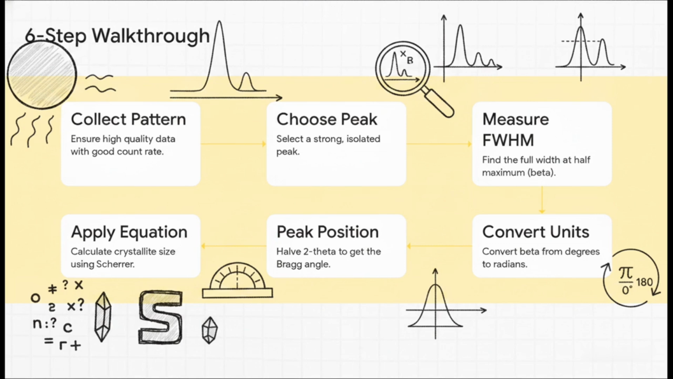Fifth, grab your peak position. XRD graphs usually spit out 2 theta, right? So you have to divide that number right in half to get the true Bragg angle theta. And finally, step 6, just plug those numbers into the Scherrer equation and find your crystallite size.